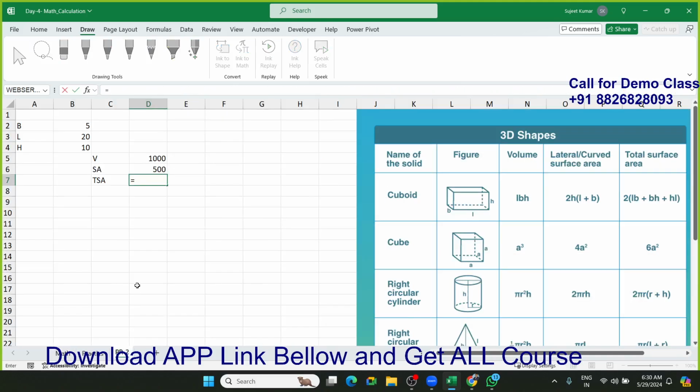So first we have multiply by L, L multiply by B. Second, B multiply by H, B multiply by H. Third, H multiply by L. Okay, now we have add them together, and after that we have multiply by 2. We got the final result.